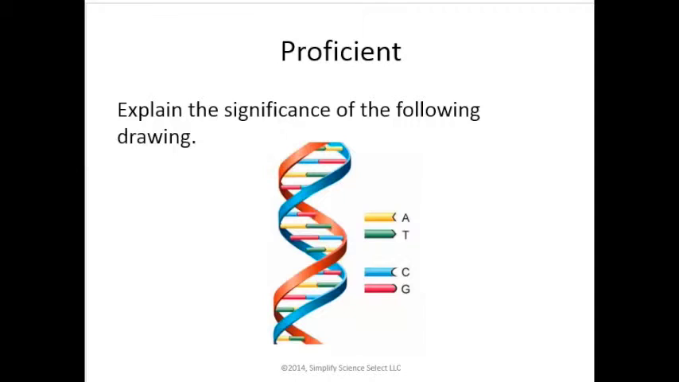So what's the significance of this drawing? This drawing tells us two things. One, the base pairing rules. A goes with T and C goes with G. Two, it tells us the structure of the molecule that they're in, this wound up double helix.